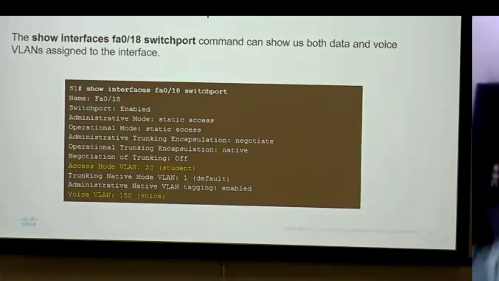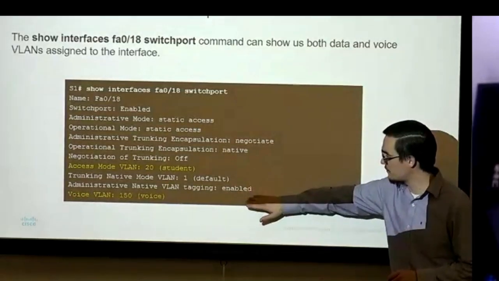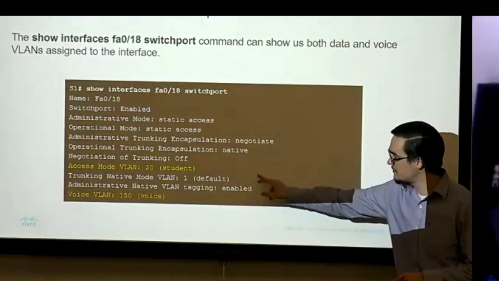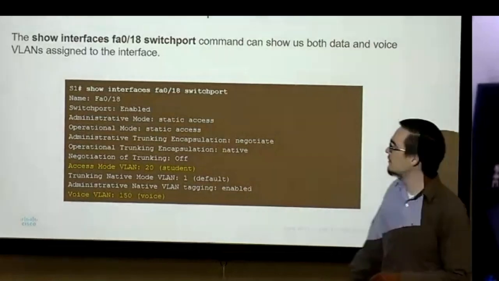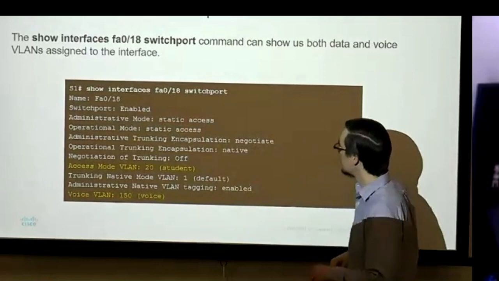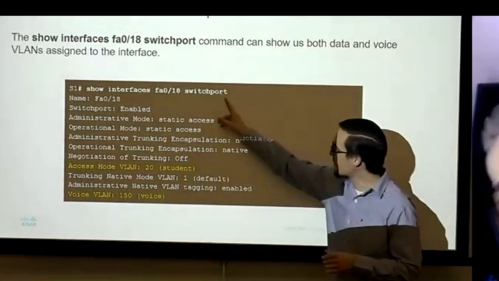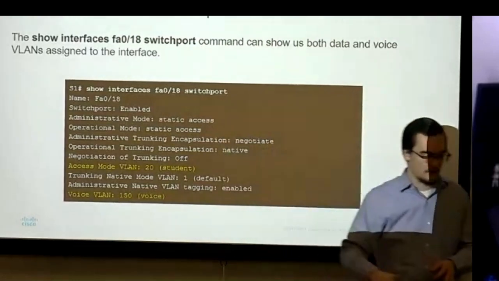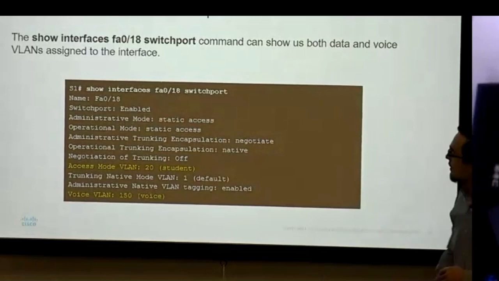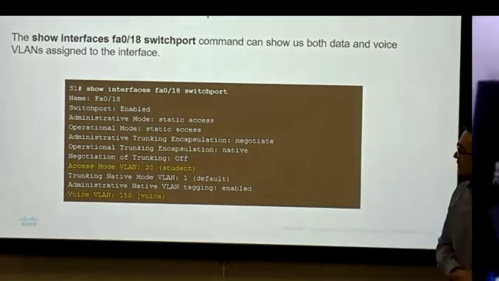If you do have a switch port that is configured to work with a VoIP phone, then you're going to be able to verify that it is a member of both of these VLANs. If you do show interfaces switchport, this will show you, it won't include all of that other stuff about protocols and things like that. You're just focusing on really 802.1Q configurations. This is all 802.1Q stuff.